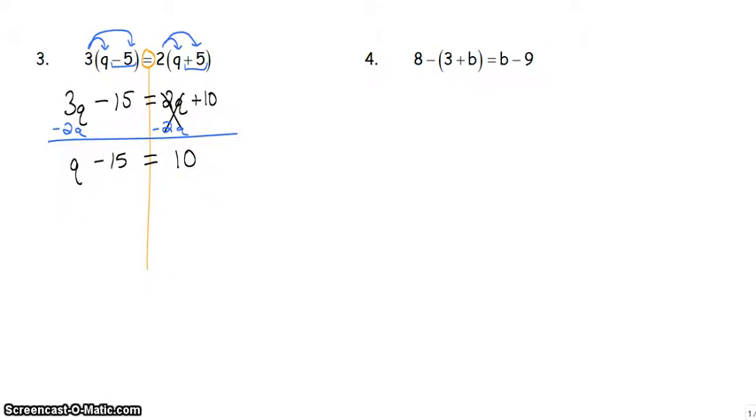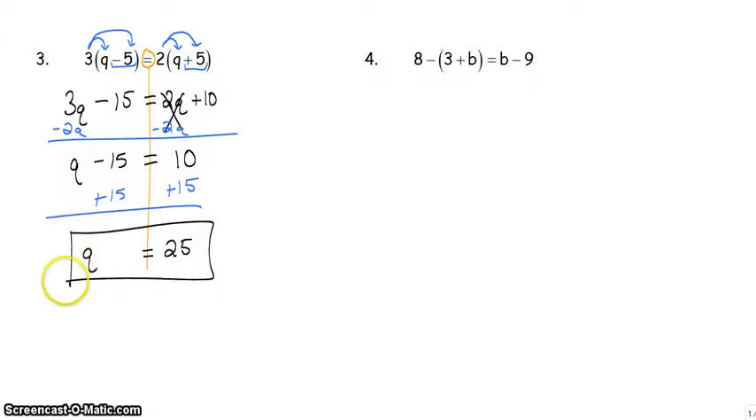Only one step left. Since I already have the q with a coefficient of 1, I need to move the 15. Since I'm subtracting it now, I will add it. That leaves just the q on the left. Negative 15 and positive 15 cancel. I bring my equal sign down. 10 plus 15 is 25. Variable is isolated, so I'm done.